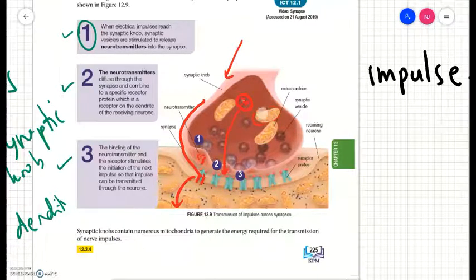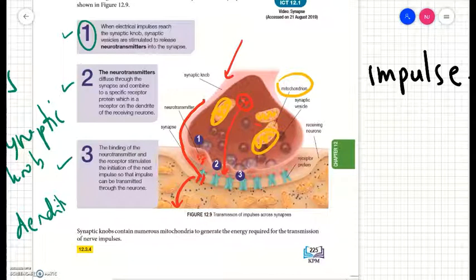Okay, as you can see here, apa komponen ni yang kuning-kuning ni. Okay, of course there's a label here, this is mitochondrion. What is the function of mitochondrion? Mitochondrion is to generate energy, because energy is needed for the transmission of the impulse. Sebab itu kenapa kita akan jumpa banyak mitochondrion di sini.